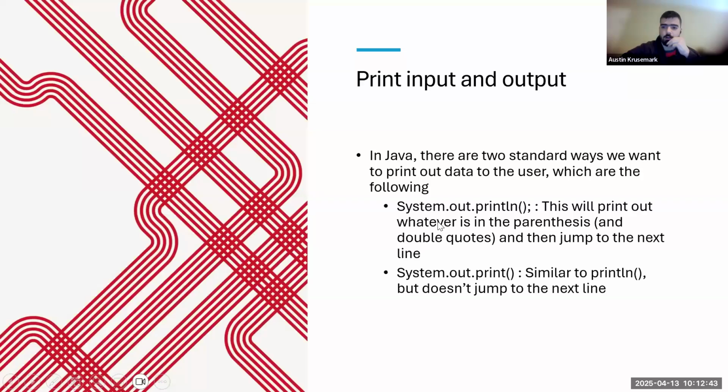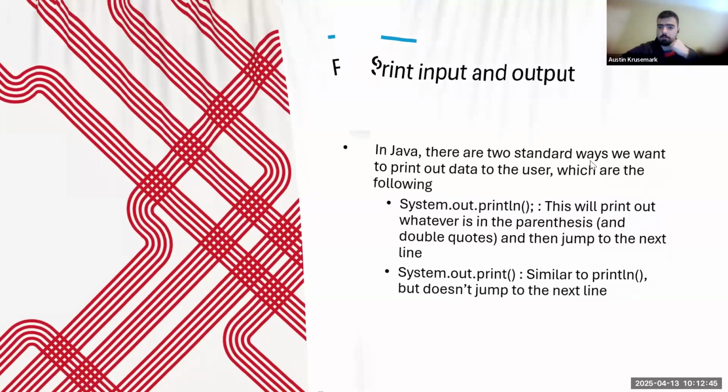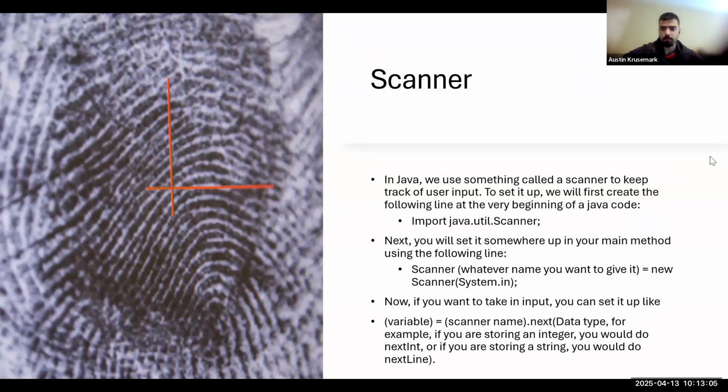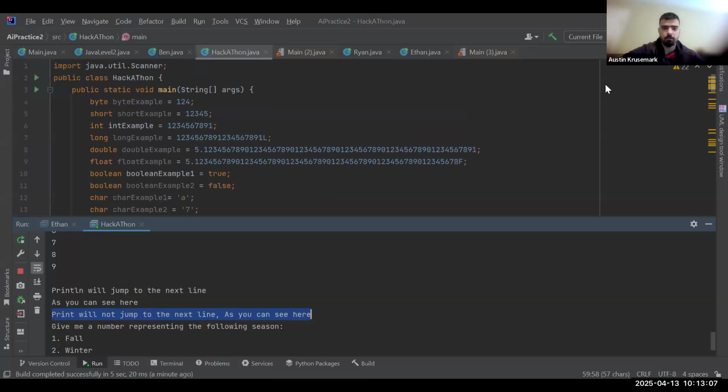So the last topic I'm going to go over is Scanner. And Scanner is what we use to take in users' input. So in Java, we use something called a Scanner to keep track of any data the user may input. And if you want to make this, the first thing you want to do is put this line before you set up your public class. Import java.util.Scanner.